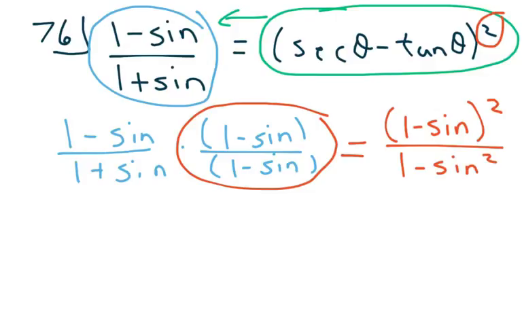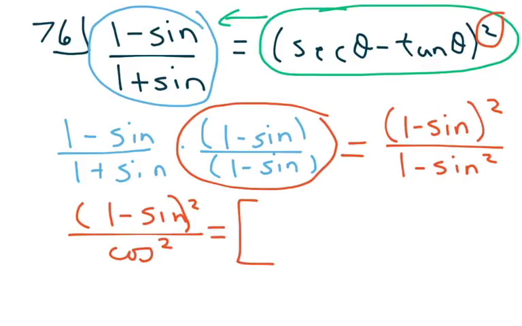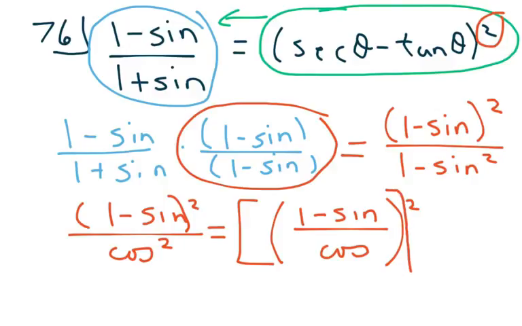And this equals 1 minus sine squared over cosine squared. Now I can write this as 1 minus sine over cosine, squared. This whole thing, I'm going to square this and square that.